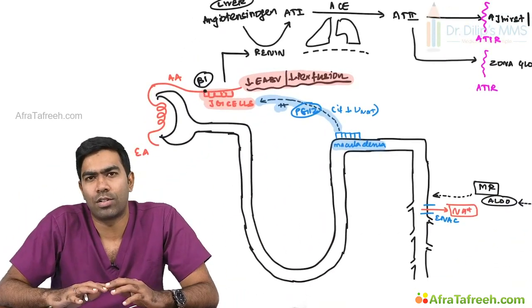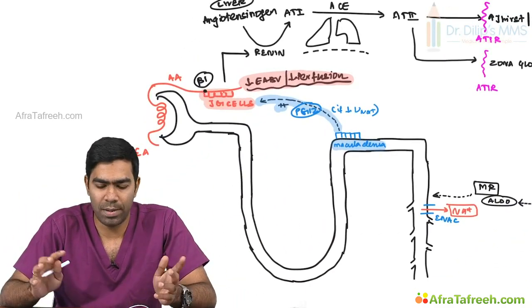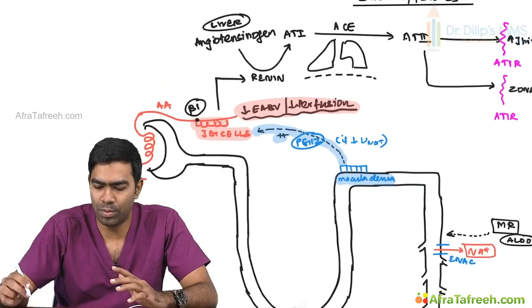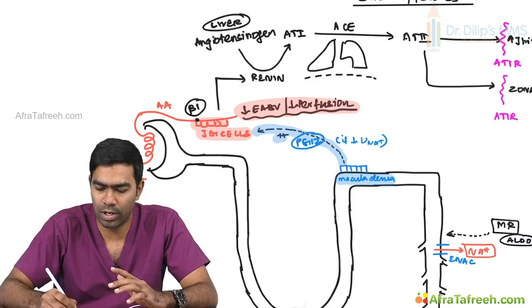What are the etiology and causes of hypoaldosteronism? Hypoaldosteronism can be due to low renin. As I told you, it can be due to low renin production.